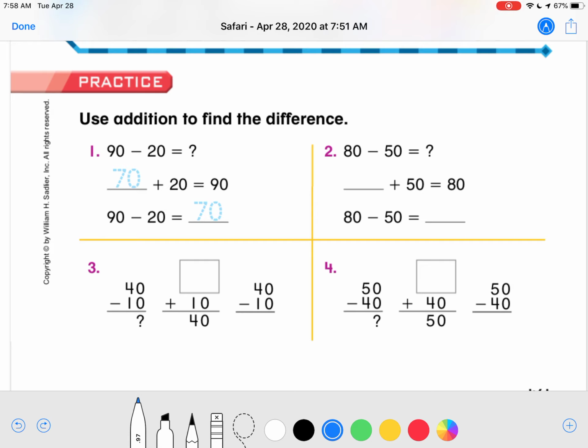So number 1, 90 minus 20. So they switched the problem, okay? Your biggest number is going to come down here to be the answer. What plus 20 equals 90? Or how many tens? Blank tens plus 2 tens equals 9 tens. Blank plus 2 equals 9. Oh, I know that. 7 plus 2 equals 9. And if I have 7 tens, it's really 70.